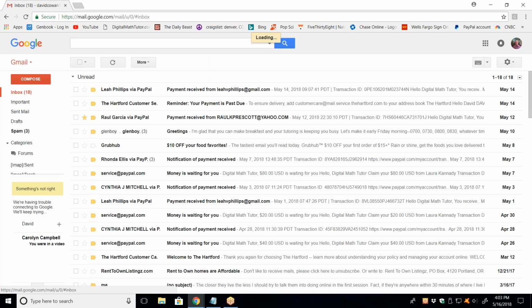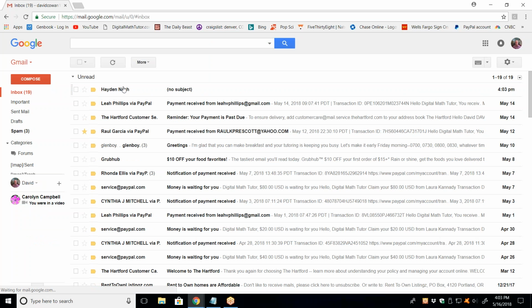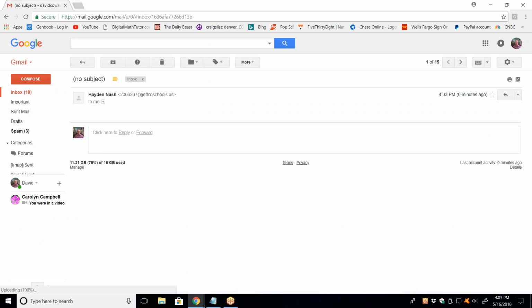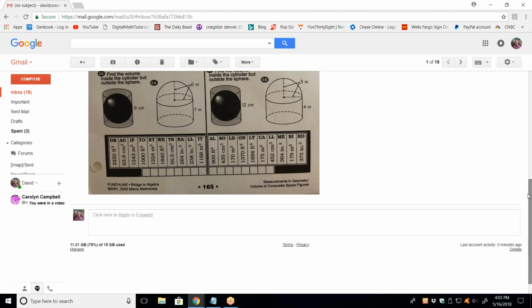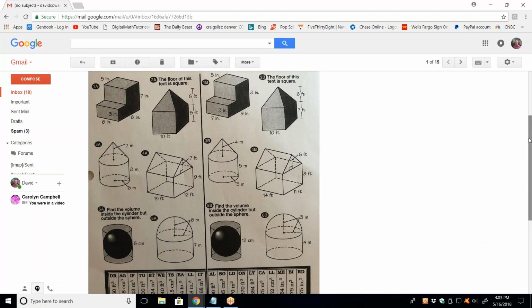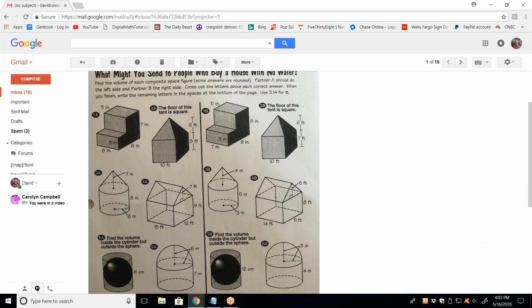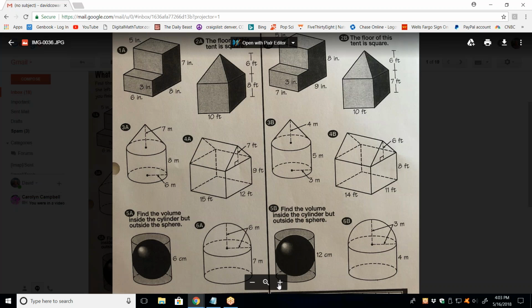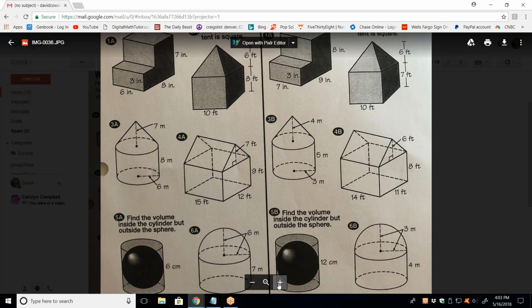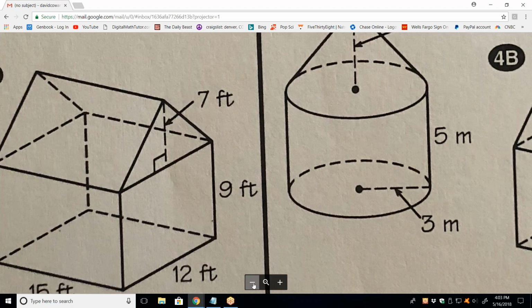just came in. I'm sure that's yours. Yep. Okay. Looks like we're doing some three-dimensional geometry. Yes, we are. Whoops, expanded it too much.